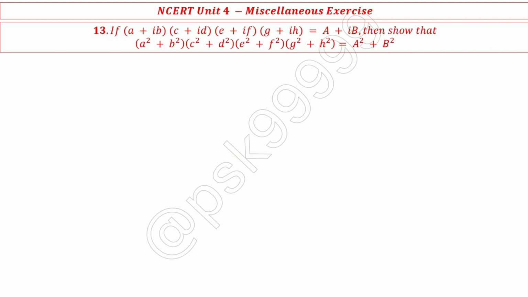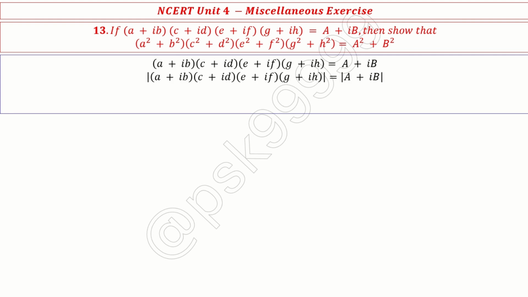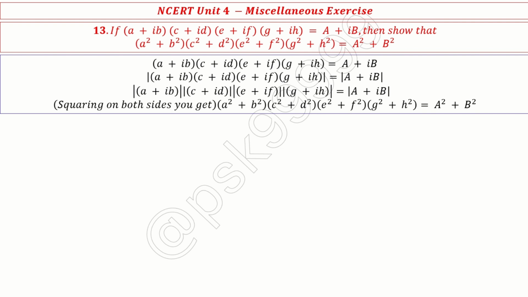Okay, given that the product of four complex numbers is equal to a plus ib, show that the given expression holds. Okay, the modulus of a product is the product of the moduli. So you just apply modulus independently. The modulus of z1 times z2 is equal to modulus of z1 into modulus of z2. If you apply that principle, it will become the modulus of each individual one. Then square on both sides, you will get (a square plus b square)(c square plus d square)(e square plus f square)(g square plus h square) equal to a square plus b square. This is a straightforward proof. Okay, very simple.